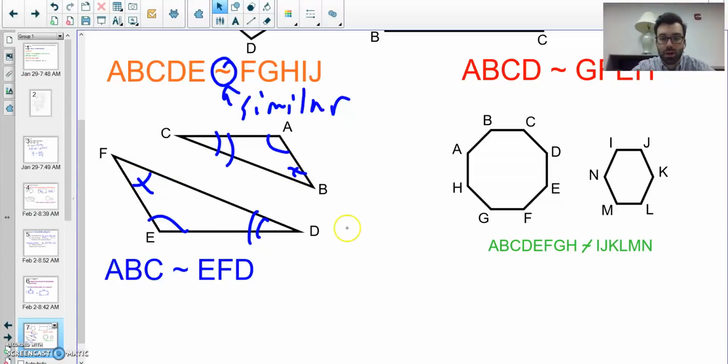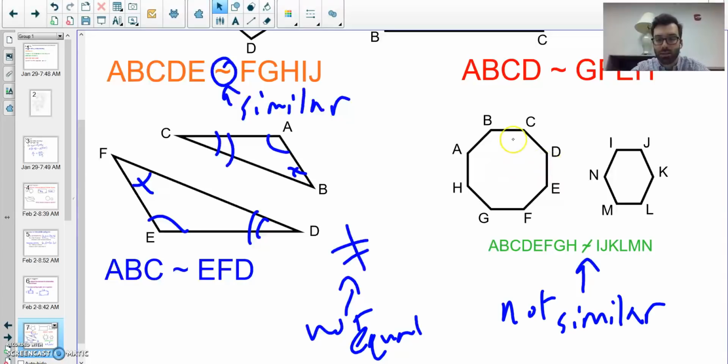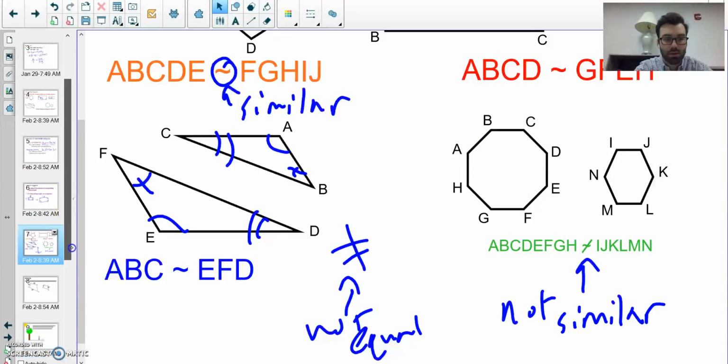Just like this means not equal, this symbol here means not similar. And I can tell they're not similar because this has 8 sides and this has 6. We have 2 different types of shapes, so those polygons cannot be similar.